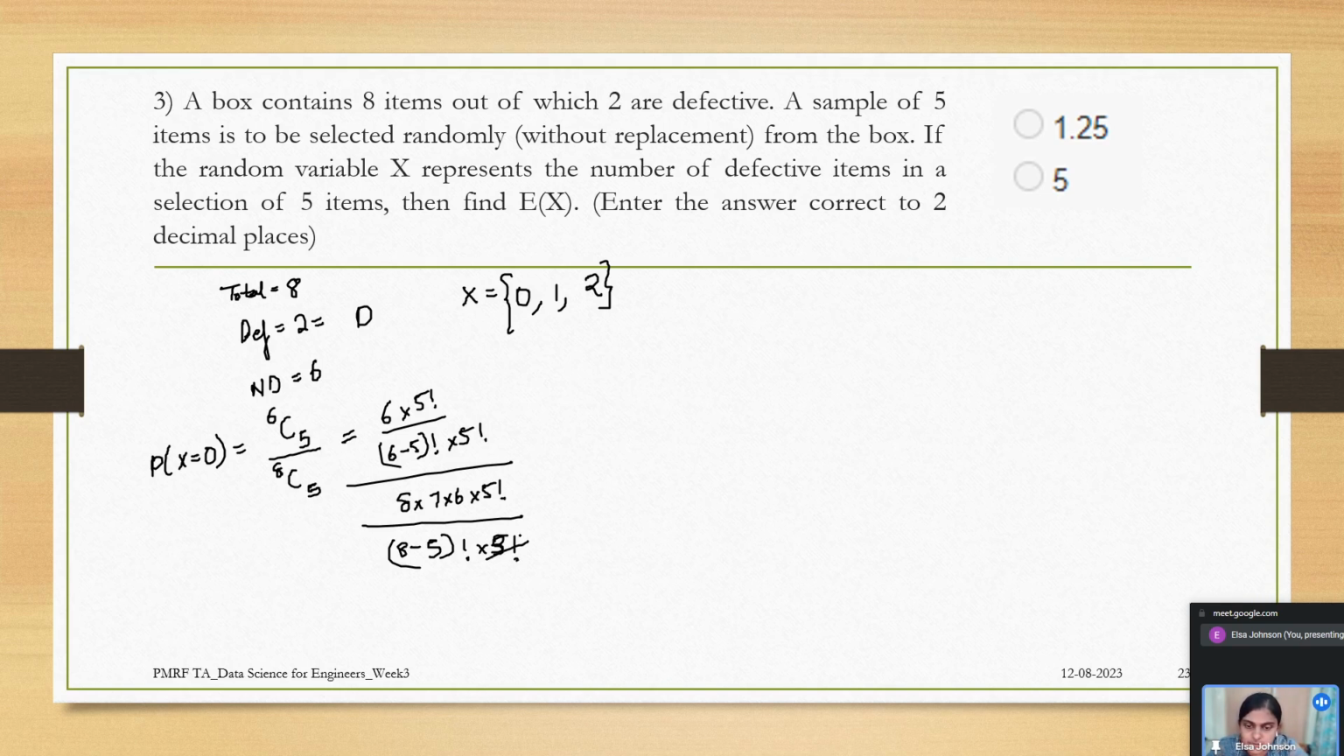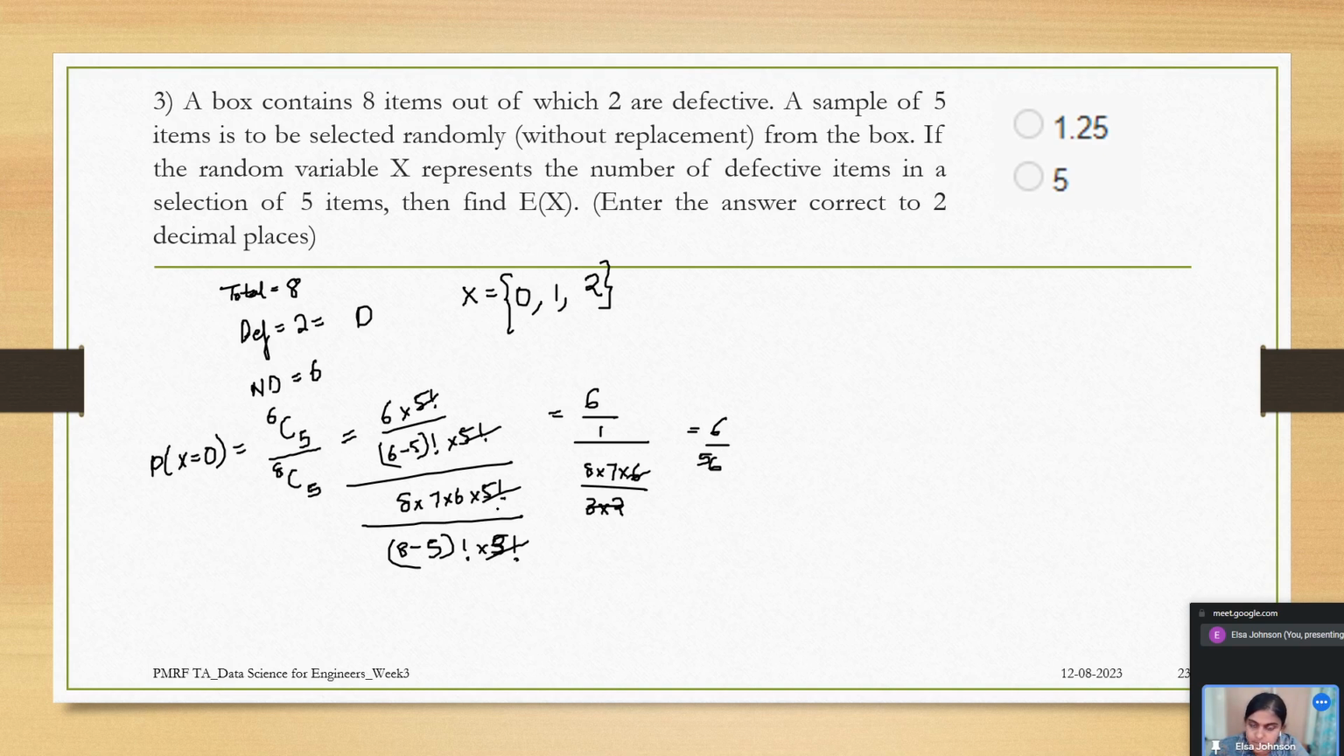Yes, so 5 factorial will be cancelled. Here also it will be cancelled, so 6 by 1 will be coming. Okay, and 8 into 7 into 6 by 3 factorial. 3 factorial is 3 into 2, that can be cancelled with this one, so the total will come as 6 by 56.